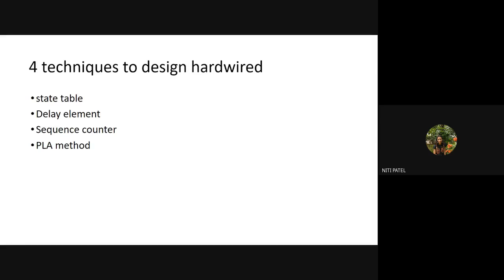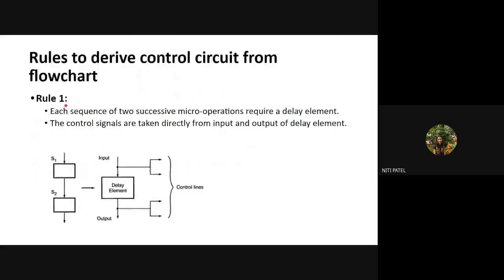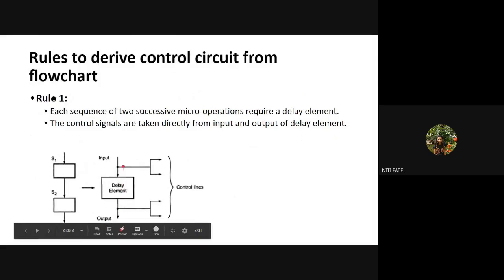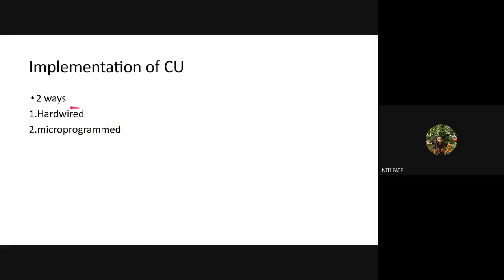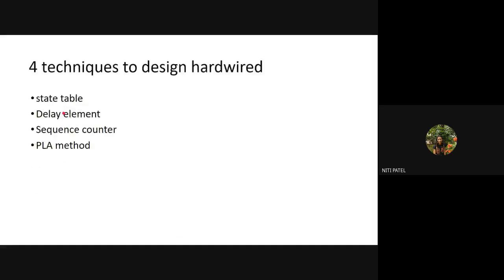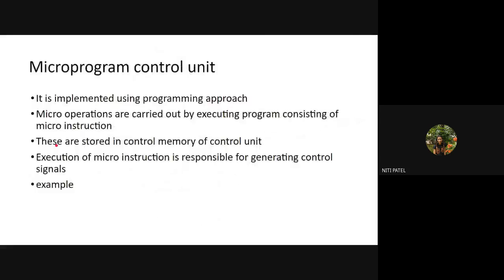Okay, so you do not have the sequence counter and PLA in your syllabus. It is only state table and delay element. So if it is delay element, what is going to happen? You have such kind of delay between the two input signals. Okay, so your hardwired part is completed. For every hardwired control unit, status and control signals are generated. You implement it either in the form of a state table or in the delay element method. Sequence counter and PLA method is not there in your syllabus. Okay, is that clear up to here? Yes or no? Yes, ma'am.